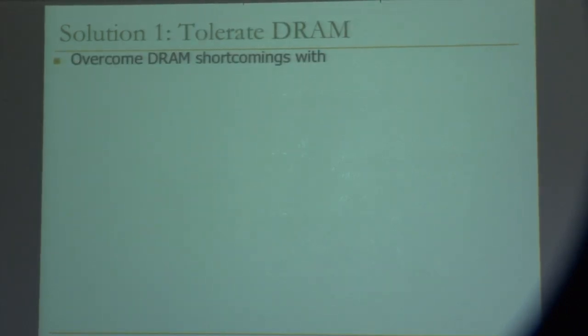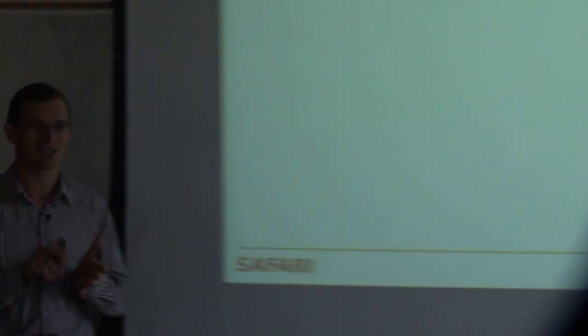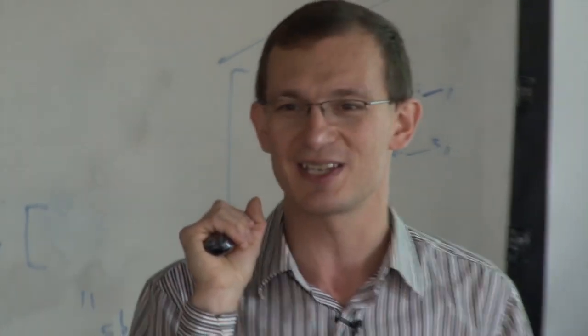Okay, let's take a look at these solution directions in a little bit more detail, and then I'll cover them in even more detail. The first one, tolerating DRAM. Basically, what do I mean by this? We'd like to overcome DRAM shortcomings with something that's been different. So far, as I said, DRAM has been a very passive device. You basically give it commands, and it just responds with data. That's a terrible interface if you want to scale the system, right?